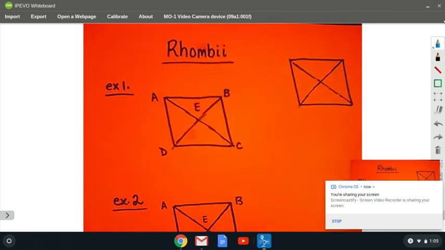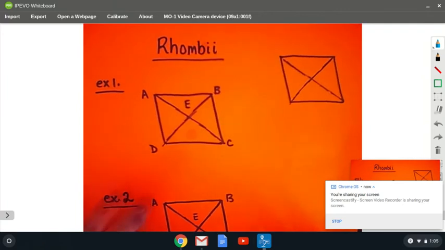Hello everyone. Today we are going to start reviewing for your assessment on rhombuses, or rhombi. So let's first talk about what we know about rhombuses.